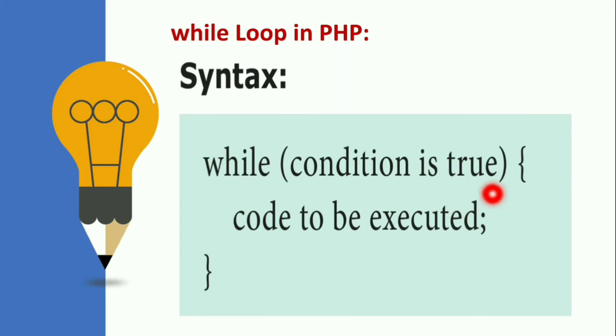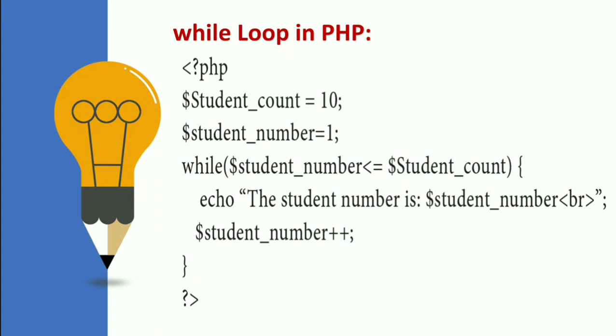Inside the parenthesis you have to specify the condition, and open and close curly brackets. Inside that we have to write the code to be executed. Now look at the program. Here we do have two variables. One is student count, that is actually 10, and student number is 1. So we have two variables with initial values.